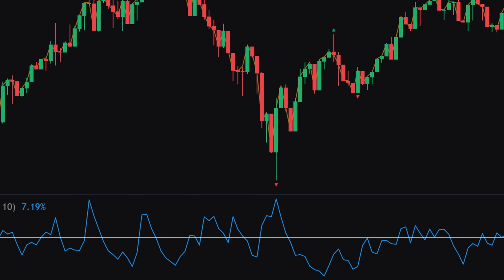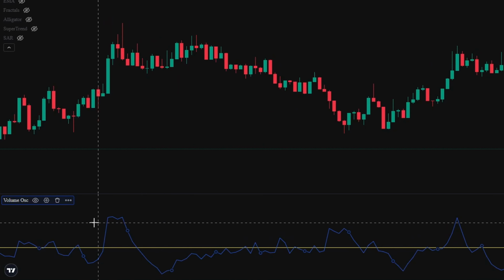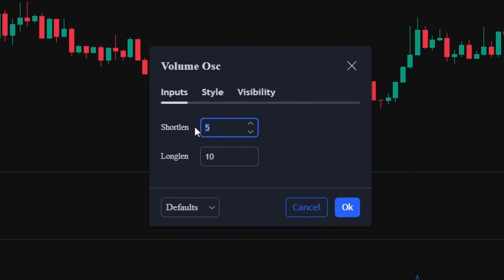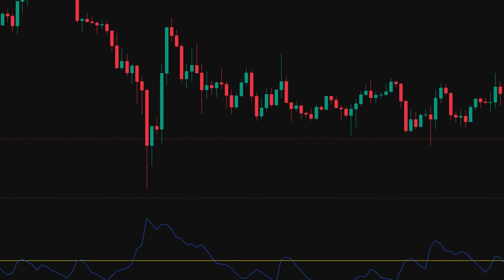On the chart, it looks simple, a line that fluctuates around the 0 mark. Settings depend on the time frame. For daily charts, use periods 14 and 28. For shorter time frames, for example, 15-minute charts, use 5 and 20. How to read the volume oscillator?